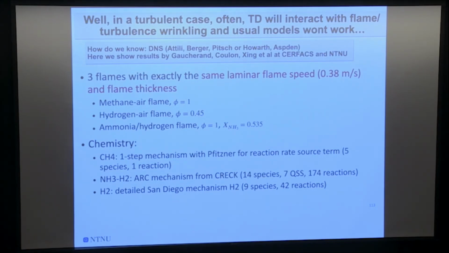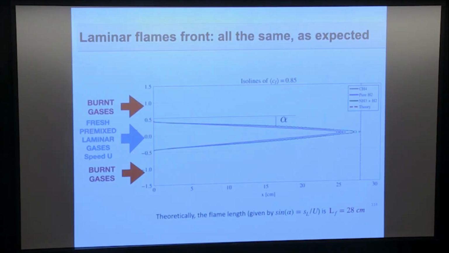So we did a laminar flame first with these 3 cases, and that's, again, a Bunsen flame. So the flames are stabilized here. You have the burnt gases, the fresh gases, and here you see alpha, and we talked about that already. Sin alpha is SL over U. It's a flat premixed flame, and all of them are exactly the same length within a few percent because they are tuned to do that. They have the same flame speed. So we checked that for a laminar flow, they were exactly the same. And now we're going to send turbulence into them from this place here.